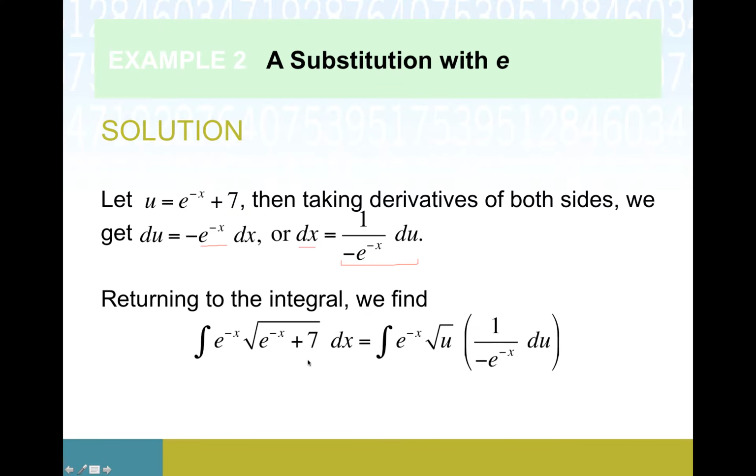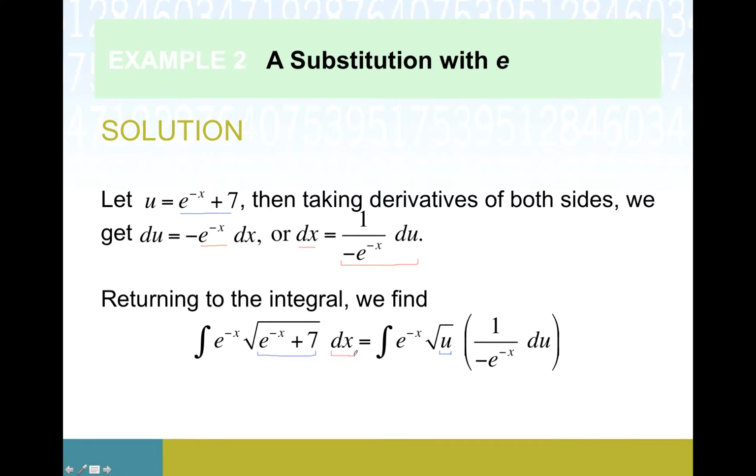This is just the statement of the problem from the beginning, and we take a look and say, okay, let's replace all of our expressions that look like u. Let me pick a different color here. We want all of our e to the negative x plus 7s to now look like u. Well, mission accomplished. And then we also want all of our dx's to look like something with du in it instead.